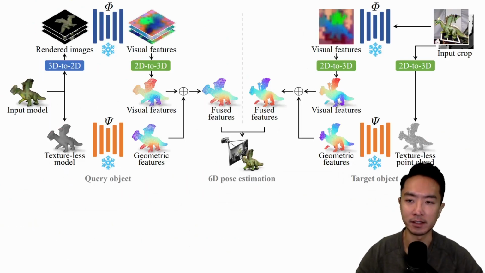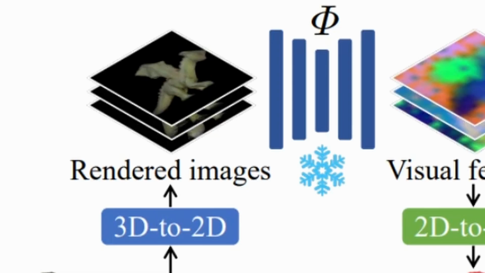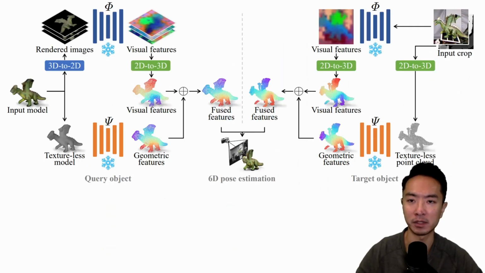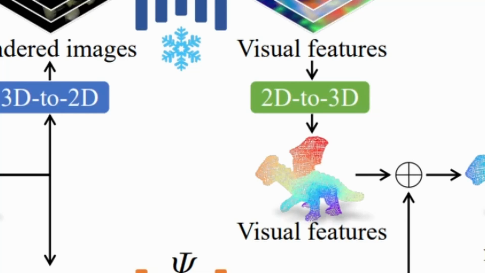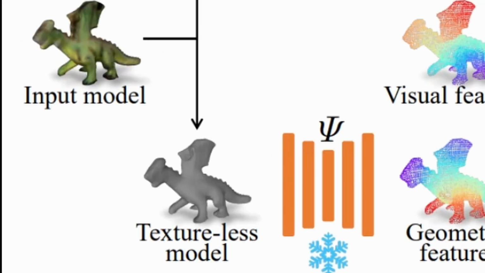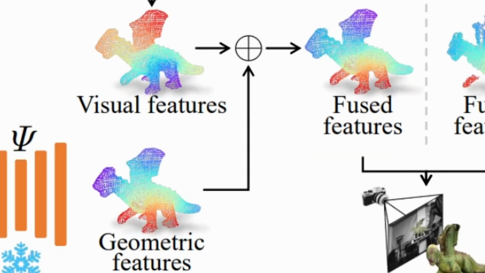Here you can see the model in even more detail. We have an input model that goes through a 3D to 2D conversion that gives us our rendered images. This then passes through something like DINO to give us our visual features, which we then convert from 2D to 3D to get our 3D visual features. And at the bottom, you can see that it also passes through to get a textureless model that goes through a query object to get the geometric features. All of that is combined to give us our fused features.